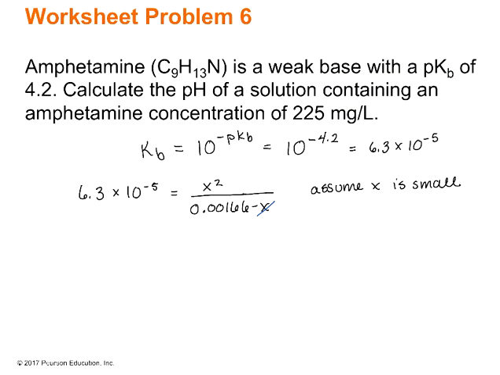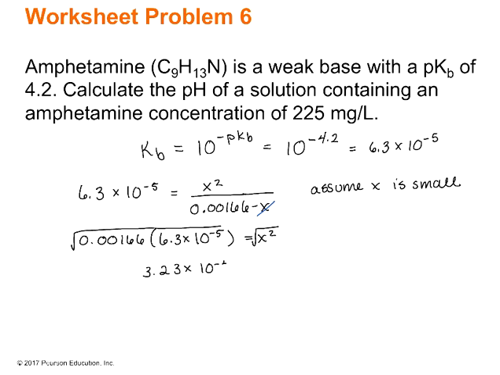So when we do this calculation, we're going to multiply 0.00166 by 6.3 times 10 to the negative fifth. And then we're going to take the square root of each side. So we should find that x is equal to 3.23 times 10 to the negative fourth.